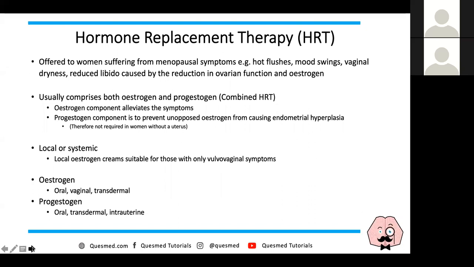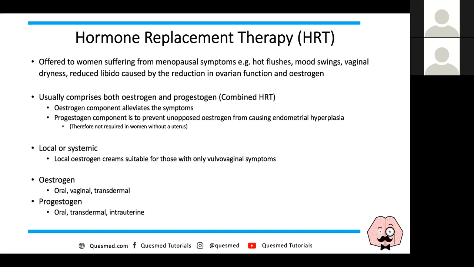So hormone replacement therapy. HRT as a topic is pretty complex and there's over 50 different regimes available out there, so I'm not going to go into all that. But broadly, HRT is offered to women suffering from menopausal symptoms. These symptoms are all caused by the relative lack of estrogen as the ovaries stop producing as much estrogen. Symptoms like hot flushes, mood swings, vaginal dryness, reduced libido, reduced concentration, brain fog, these are all symptoms of the menopause and lack of estrogen.